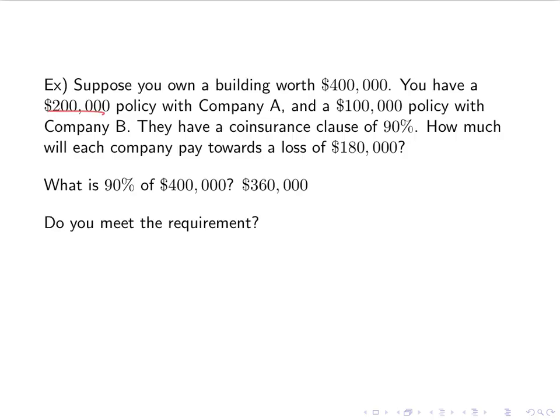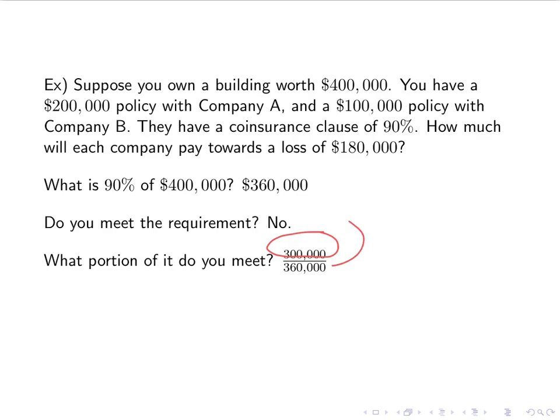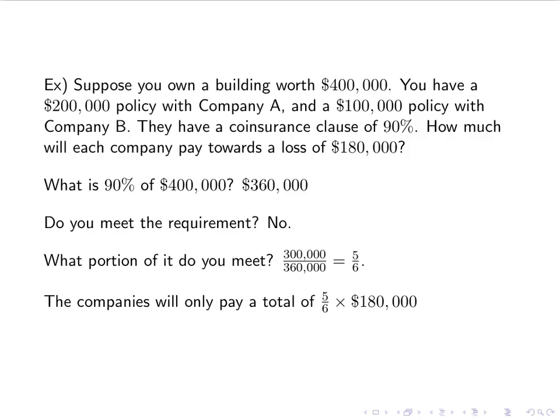So we have 200,000 and 100,000. Is that at least 360? No. What portion of it do you meet? So again, our total policy, 300, divided by what we should be paying as of the coinsurance clause requirement. Simplify it, we get 5/6. Again, do not round. It is a repeating decimal, so make sure you keep everything. So the company is only going to pay 5/6 of the loss, which is $150,000.